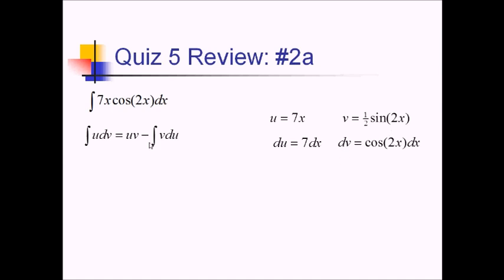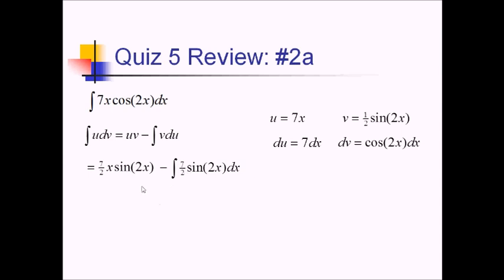Now to multiply these together, I'm going to follow the 7 here. If you make a little 7, that tells you the order that things are going in as you plug them into this formula. So I have u times v. That's going to be 7/2 x times sine of 2x. And now I have to subtract the integral of v du, so minus the integral of, this is now going to be 7/2 sine of 2x dx. So these two expressions are kind of similar, except this one has an x, this one doesn't.